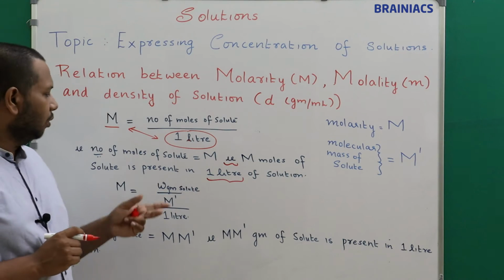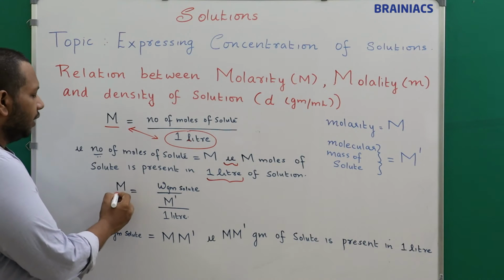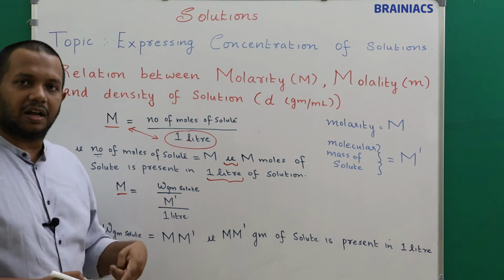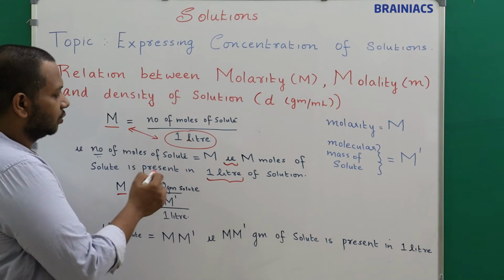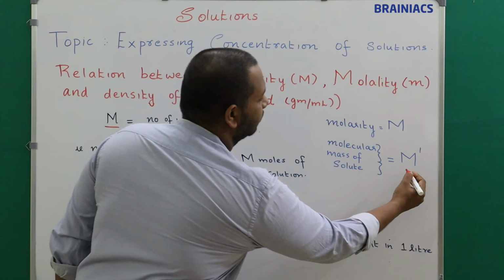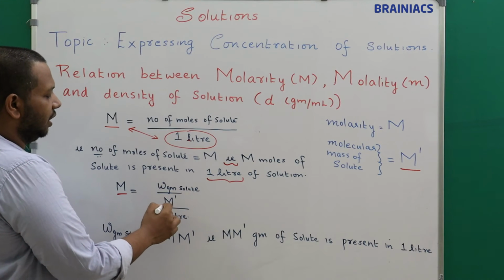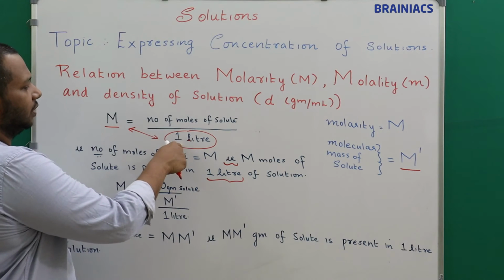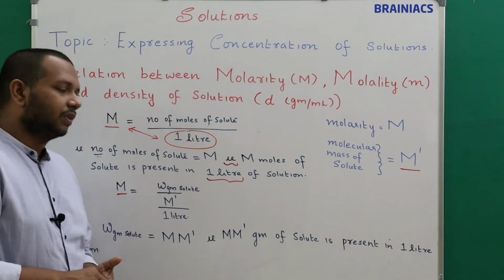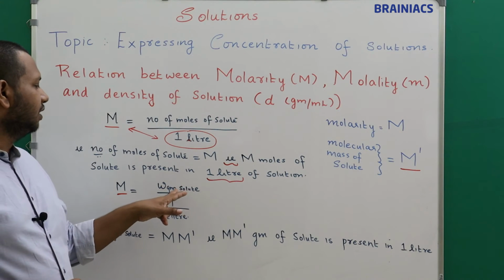Understood. Now we can still rewrite this equation as molarity M is equal to number of moles of the solute, which can be rewritten as weight in gram of the solute divided by molecular mass of the solute. For that we are using the symbol M dash. So M dash divided by volume of the solution in liters, that is equal to 1 liter, correct?